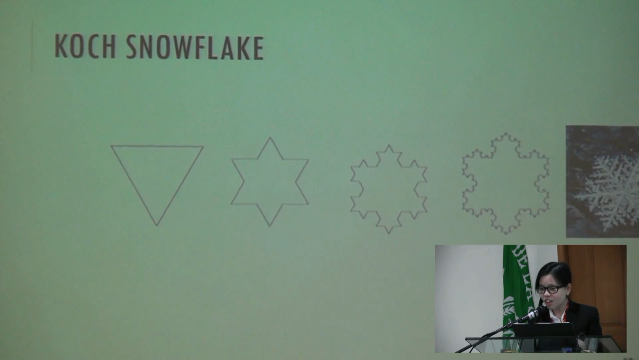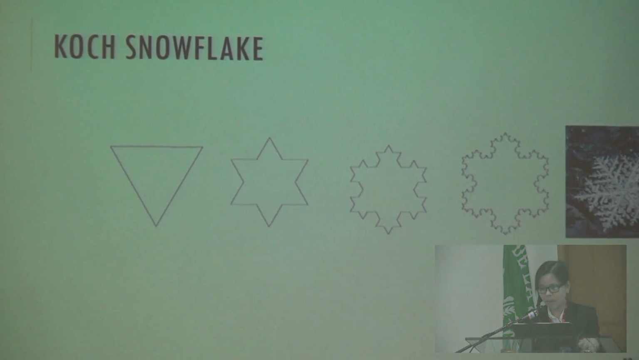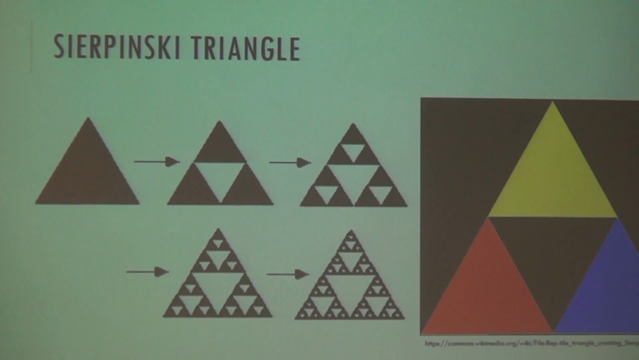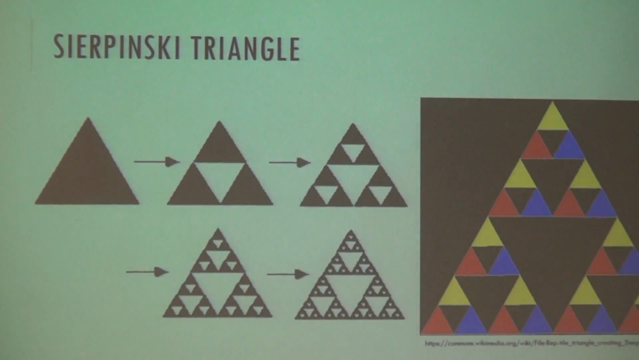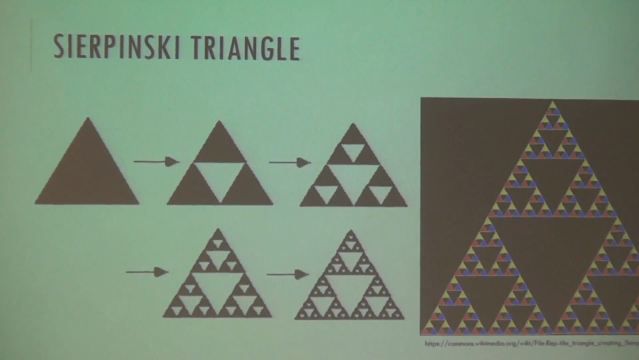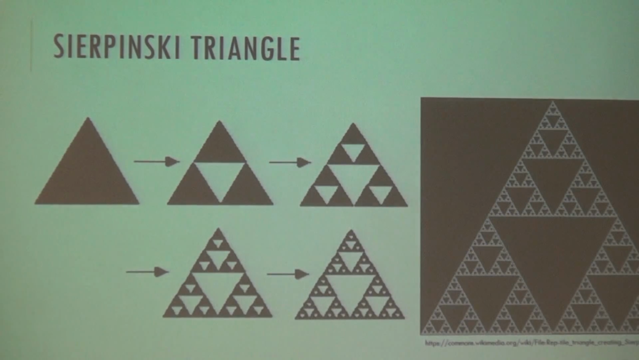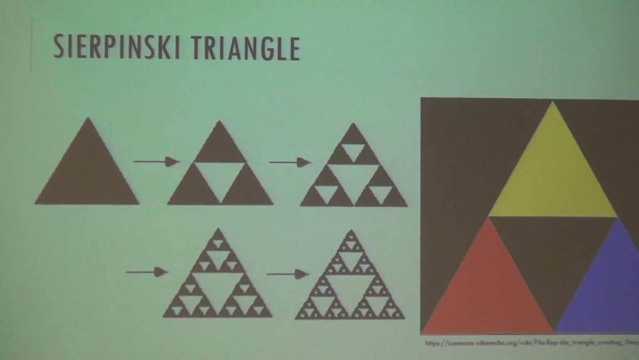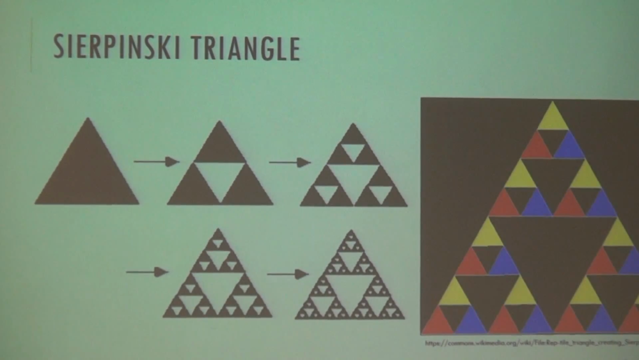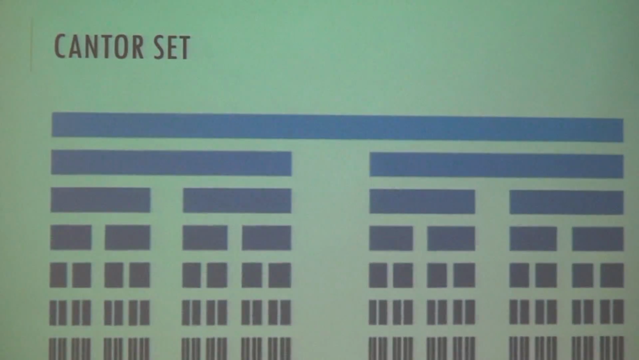So this is the Koch snowflake, which appeared in 1904 and was developed by Koch. This is the Sierpinski triangle, named after Sierpinski, but actually not developed by Sierpinski, only named after him. And this is the Cantor set by Georg Cantor.